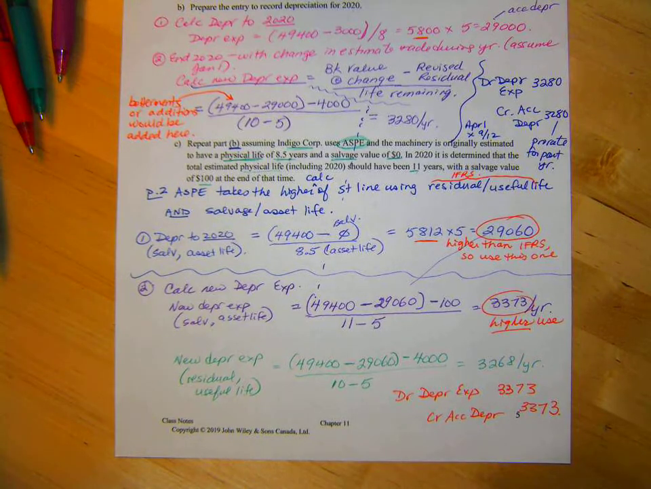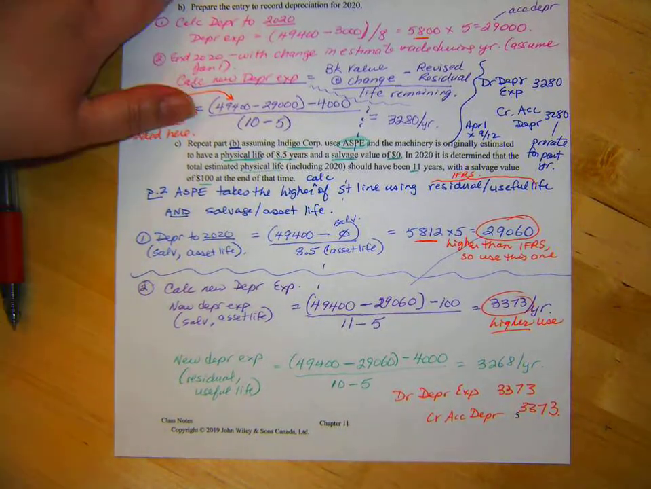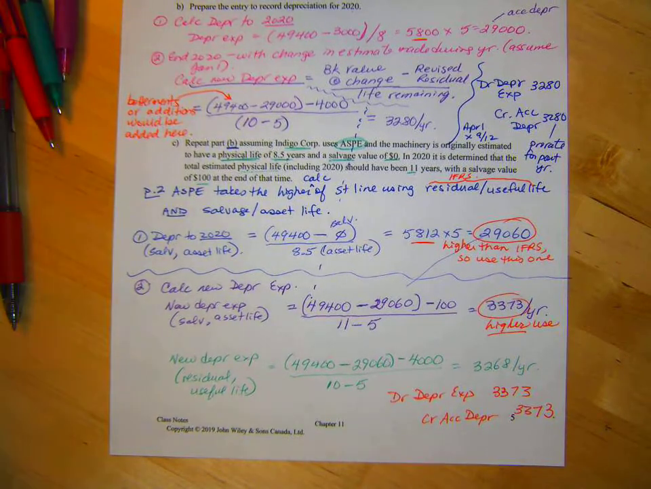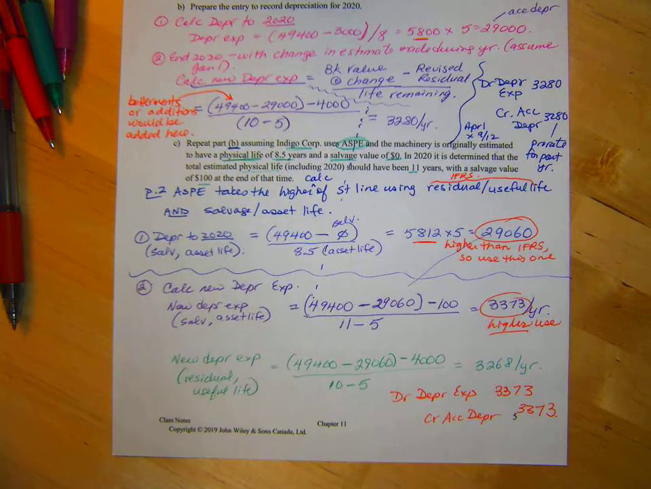Okay. Let's keep going because it's already probably cut me off. Let's finish the example. Okay, so we did IFRS, easy, you just do residual and useful life. Here you have to do residual and useful life plus salvage and asset life. Compare, use the higher one.